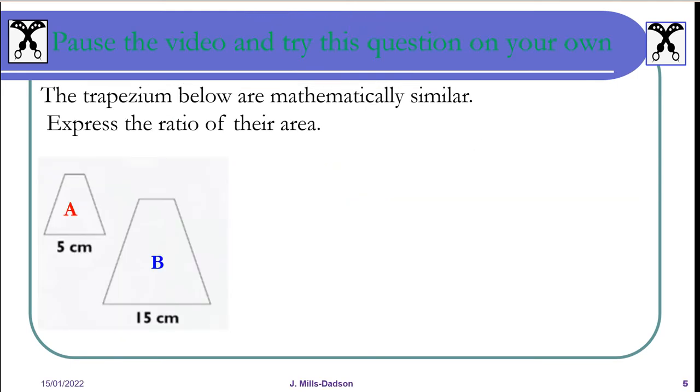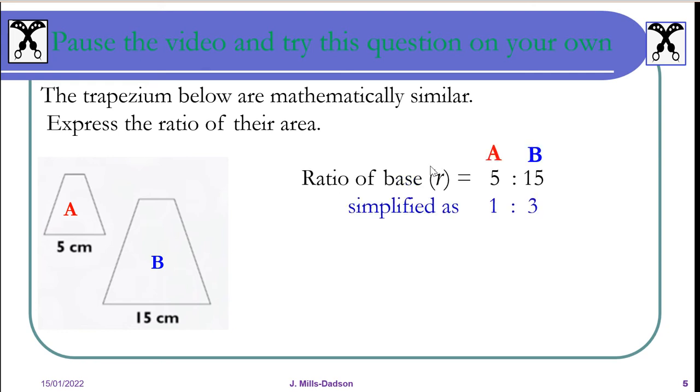Now pause this video and see if you can work out this, express the ratio of their area. Okay, let's see. First is to express the ratio of their lengths or corresponding lengths. So the ratio of the base is 5:15. Simplify where possible. That is R. We want it as area, so we need to square it. So the answer will be 1:9.